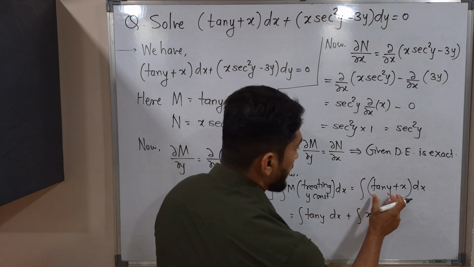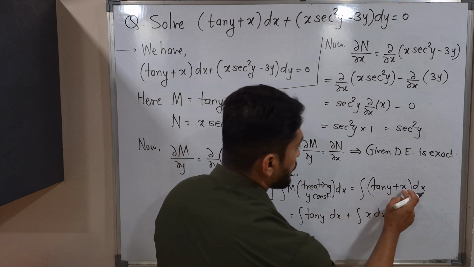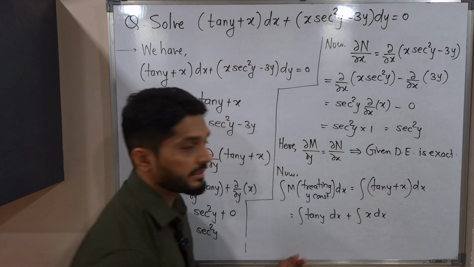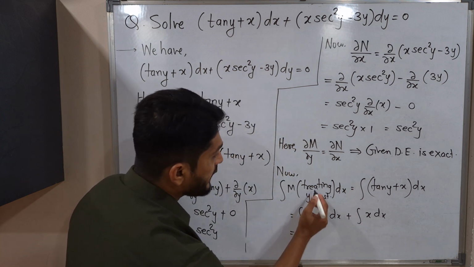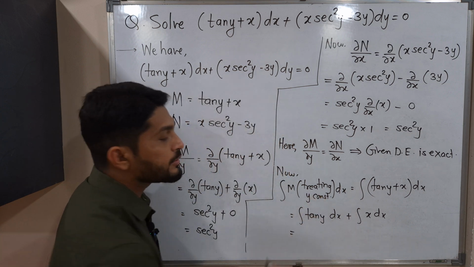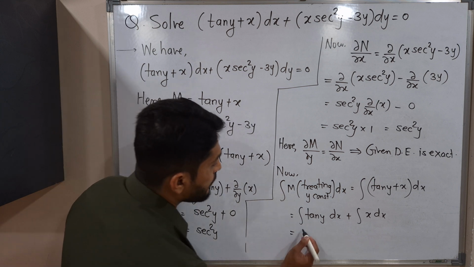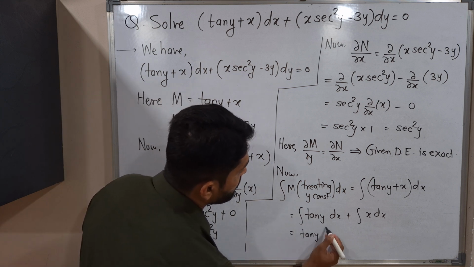So the integration of tan y dx will be there. The integration of x dx is there. A plus sign was there between them, so I wrote the plus sign here. Since y is constant, this tan y is also constant. When you integrate, if there is any constant, we take it outside. So tan y will come outside.